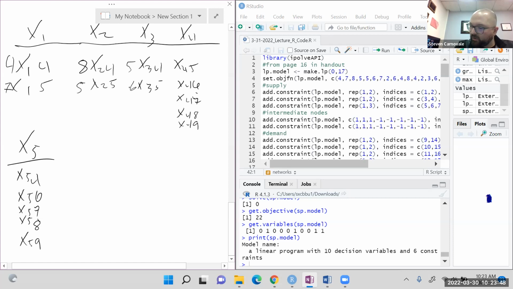For X4, the cost is 2, down into 5. And then I have 6, 4, 8, and 4. From X5, it's 2 going back to 4. And then I have 3, 6, 7, 7.